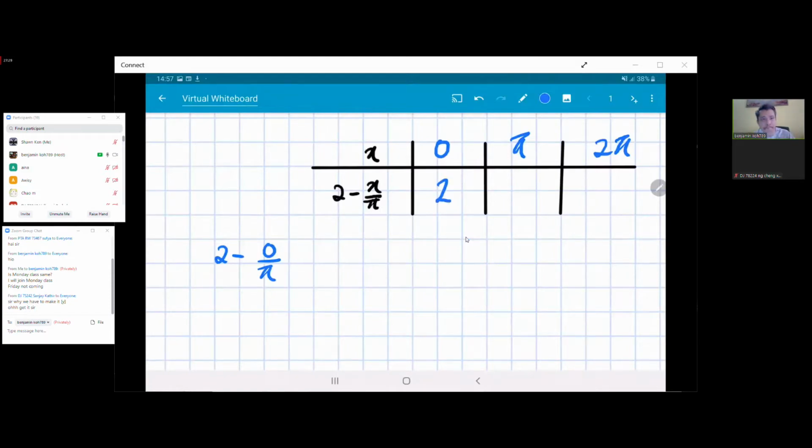Second one, you replace x with pi. If I replace x with pi, that means I get pi over pi. Do you understand that pi divided by pi is 1? So 2 minus 1 will give you 1. Second value. Third one, you replace x with 2 pi. So once again, pi over pi you cancel. So what you have now is 2 minus 2, and 2 minus 2 becomes 0.